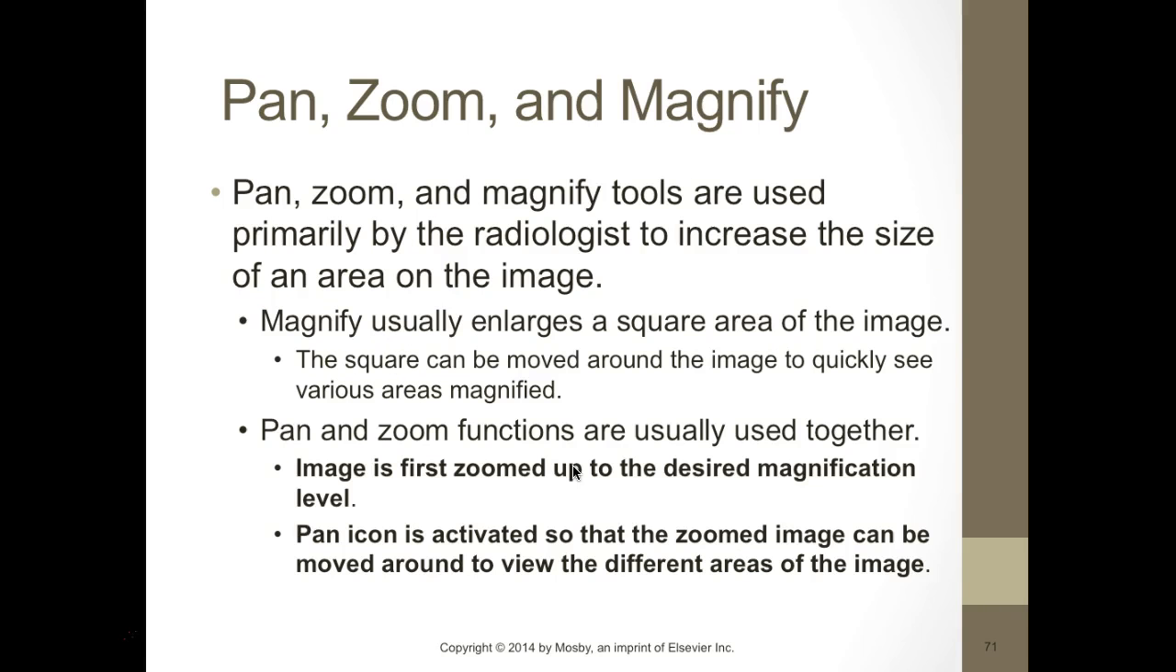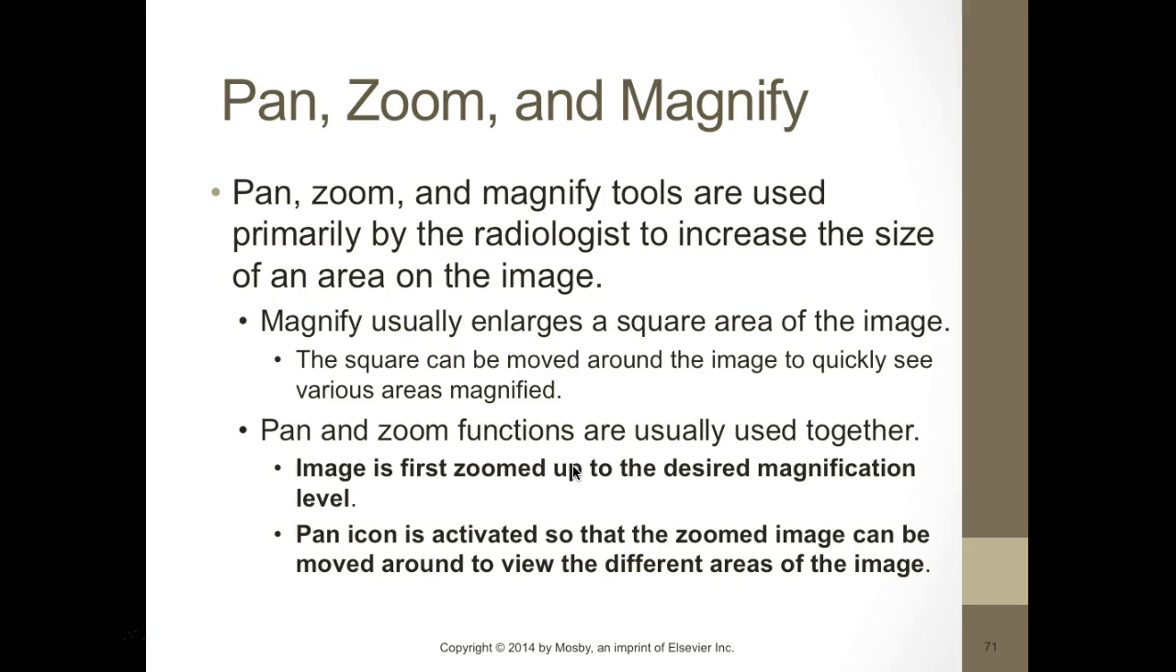So pan, zoom, and magnify. You've probably done this. Usually the radiologist does this, but it's good for you to do it to see if you have any quantum mottle. Magnify usually enlarges a square area of the image. The square can be moved around so you can see quickly if there's a fracture or if you have mottle.